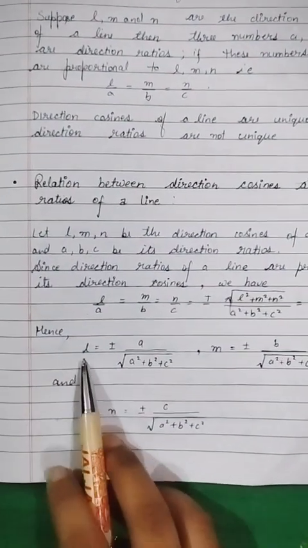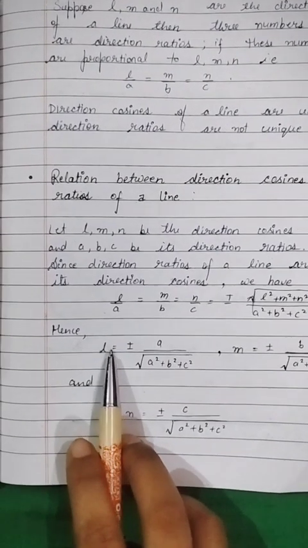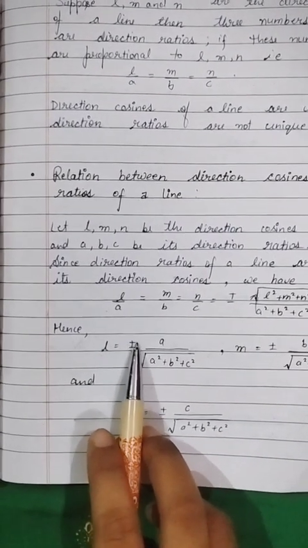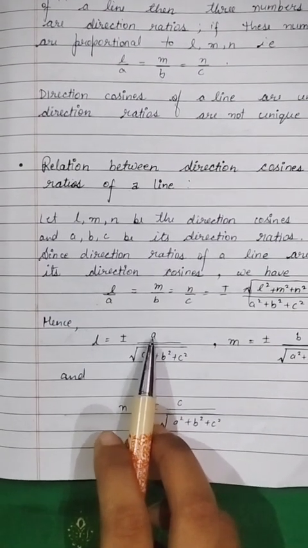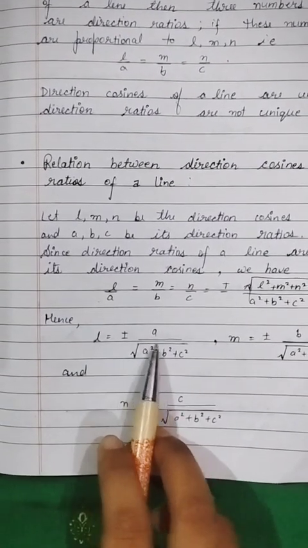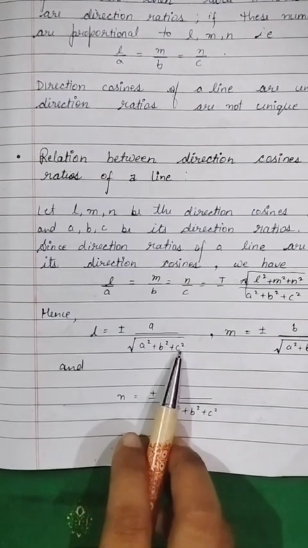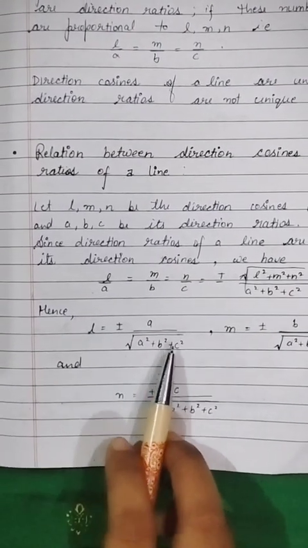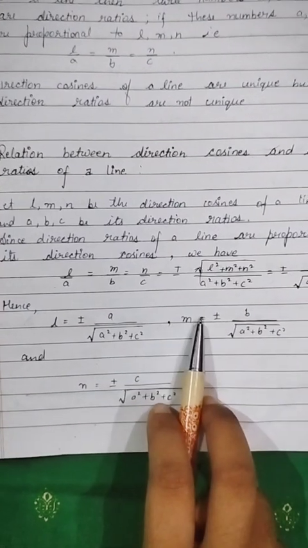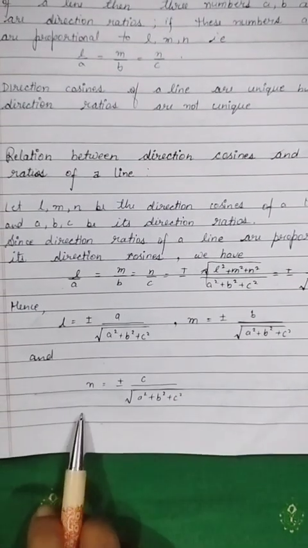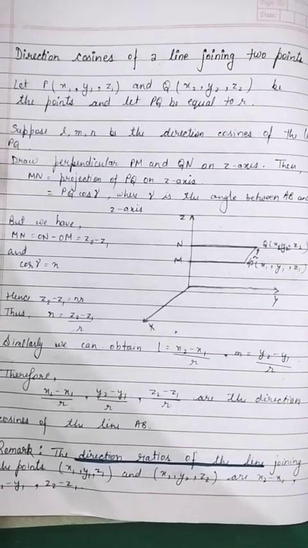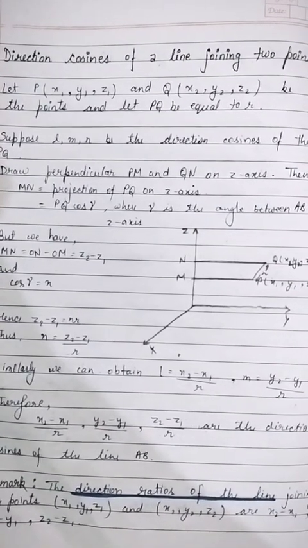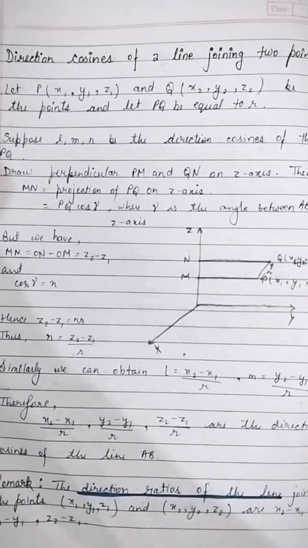Hence we can say that l, the direction cosine, is equal to plus minus a, the direction ratio, divided by the square root of the sum of the squares of all direction ratios. Similarly, we get the values for m and n. So in the previous section, we have studied the direction cosines and direction ratios of a line.